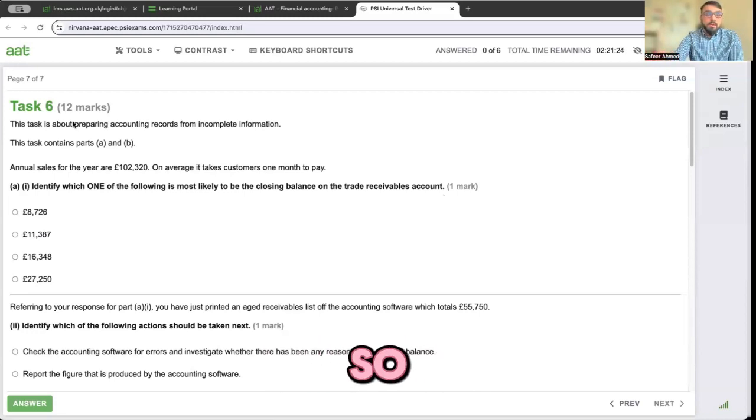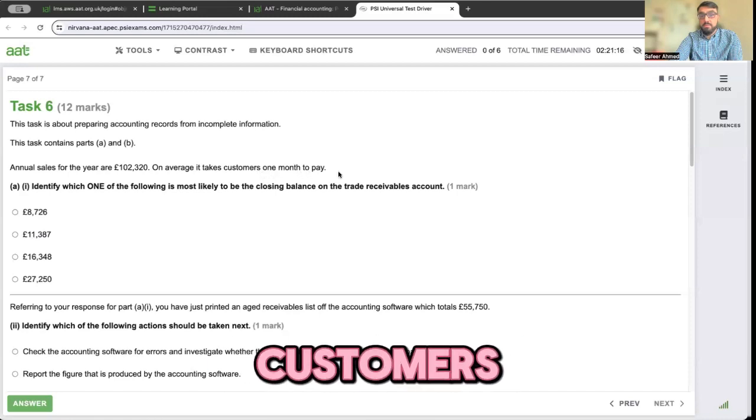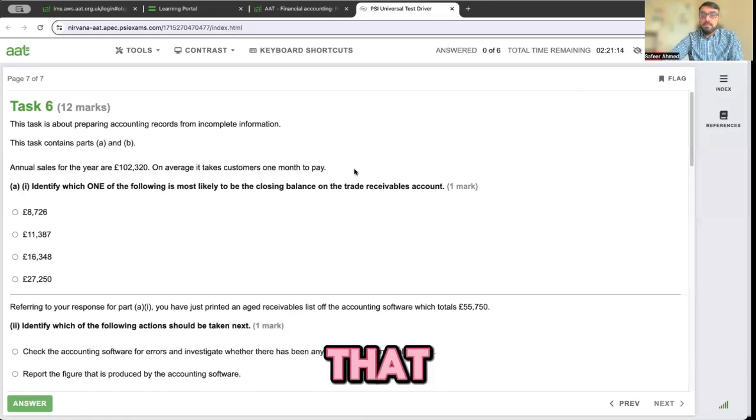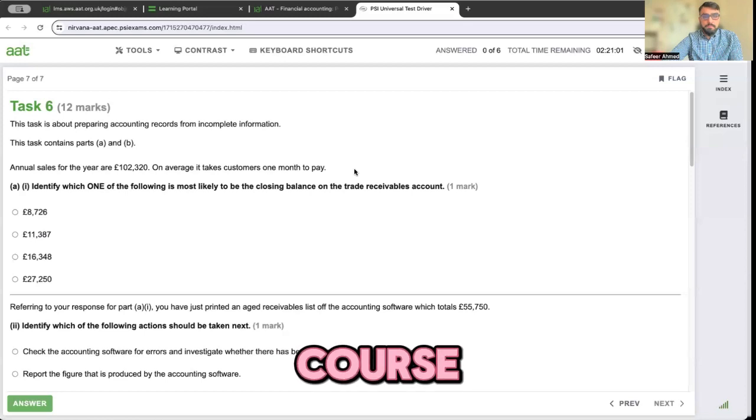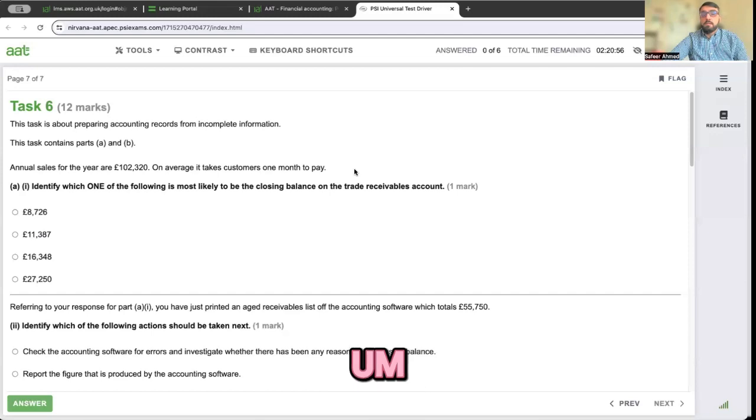They're giving us the annual sales of 102,320, and on average, it takes customers 1 month to pay. What does that mean? That 1 month's worth of sales will be outstanding as receivables. So you can calculate 1 month's worth of sales: 102,320 divided by 12, which gives me 8,526. And the nearest figure to that is, of course, this one.